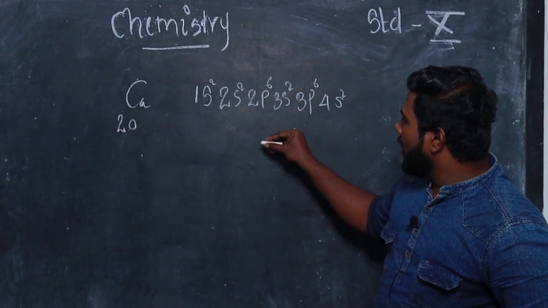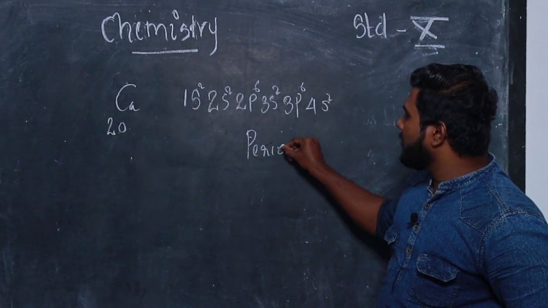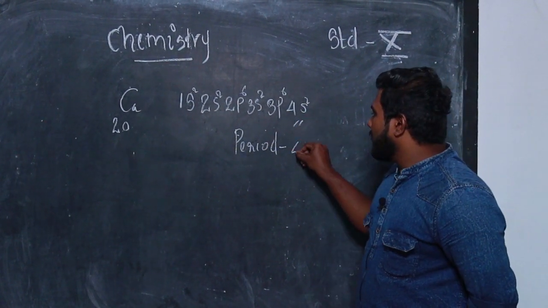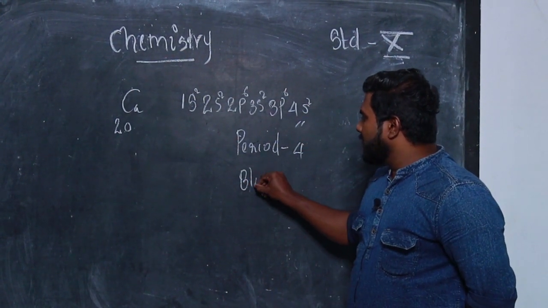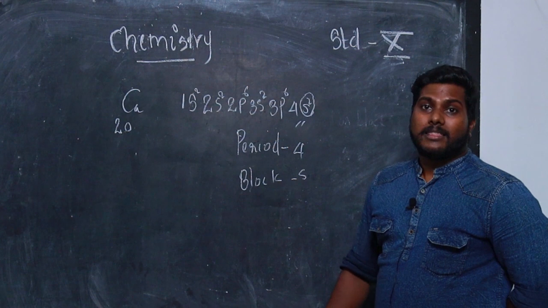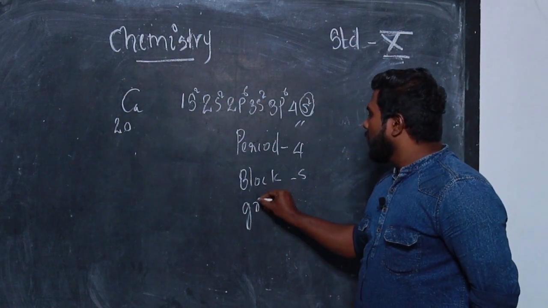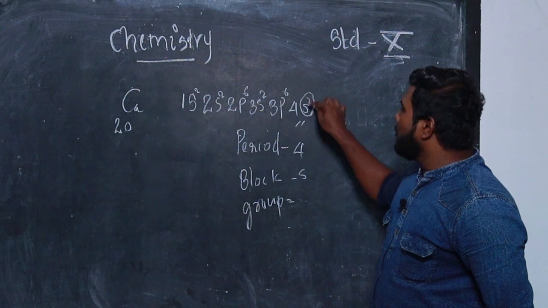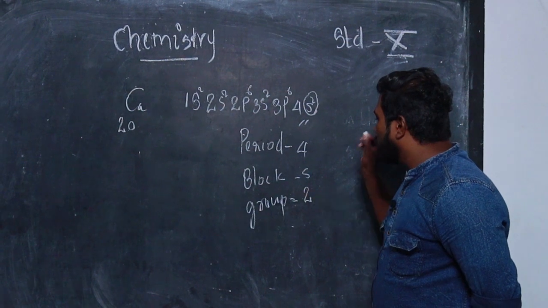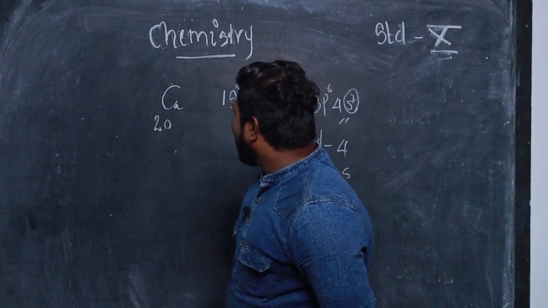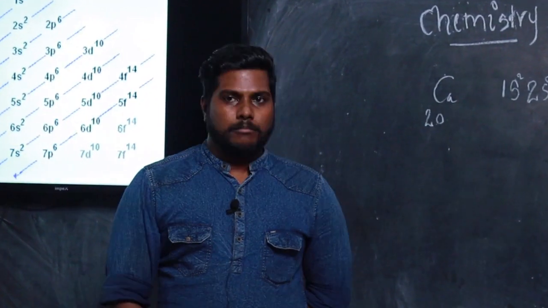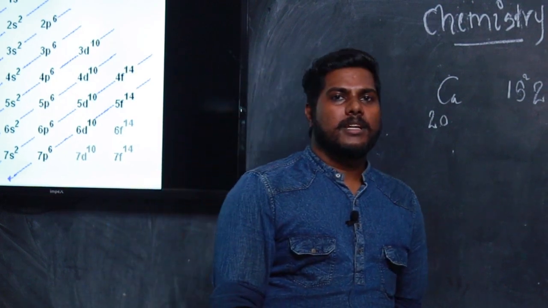Okay. Now I want to check the period of this element. How can you calculate the period? The largest shell, that is 4. Then the block of this element is the outermost subshell, that is s. Then the group of this element is the number of electrons present in the outermost subshell, that is here also 2. Okay, here we discussed how to find period, group, block of the element. I think everyone got it.